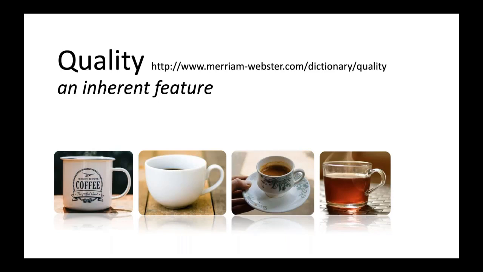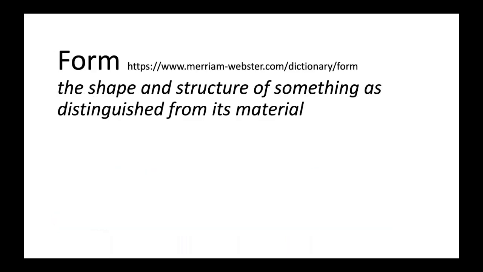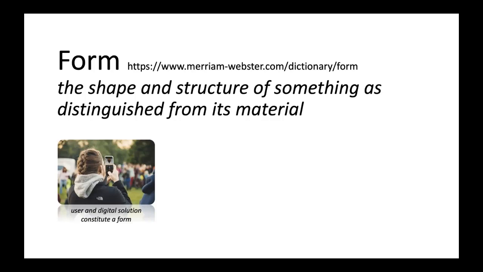With all these terms, form, function and quality, you can transfer them to the digital world, which I will show you now. Again, the form definition: the shape and structure of something as distinguished from its material. The first thing that we understand as a form is the user and the digital solution itself. Here you see a woman taking a picture, maybe posting it on Twitter or on Instagram. But here you have at least two parts: the person and the solution. And if you look closer, you see even more. You have the person, the smartphone as the device that provides the solution, the photography app, and the app itself. And this is what we understand as a form.